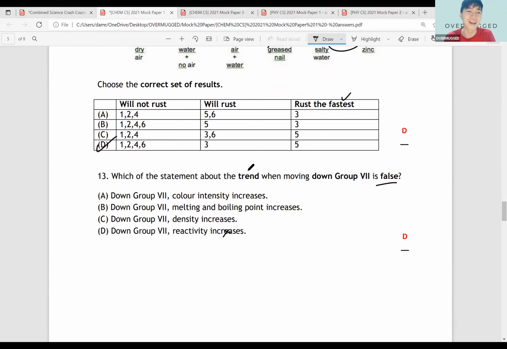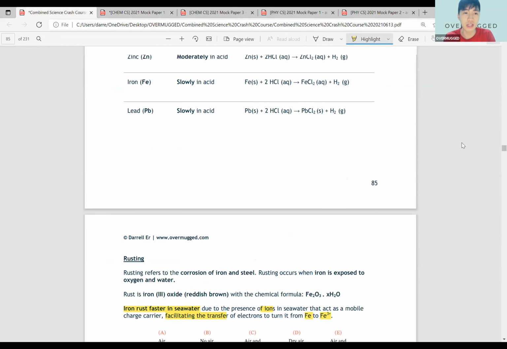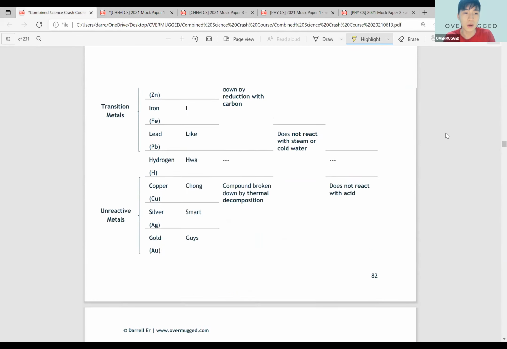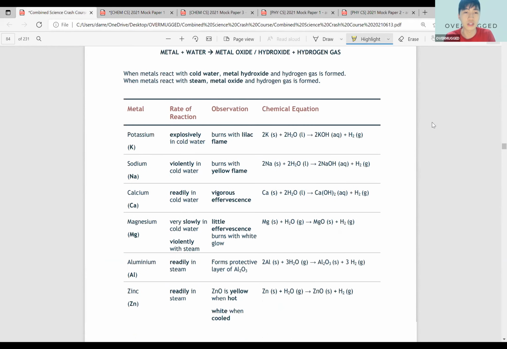Next, question 14. We have mineral ores with salt in water, and then we heat it. When you see such a diagram, you might be struggling to recall which exact reaction we are talking about here. The truth is that in order to know this reaction, you have to know your concepts well. The one I'm talking about is specifically your metal plus water reaction.